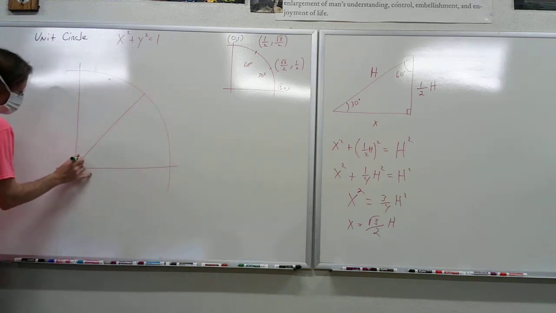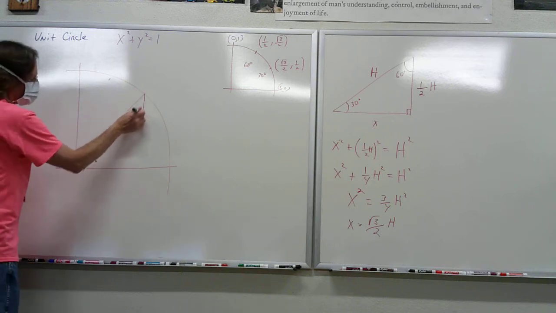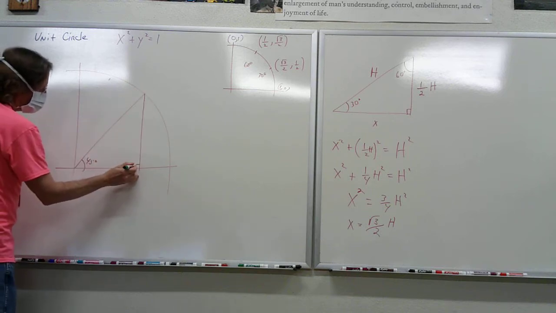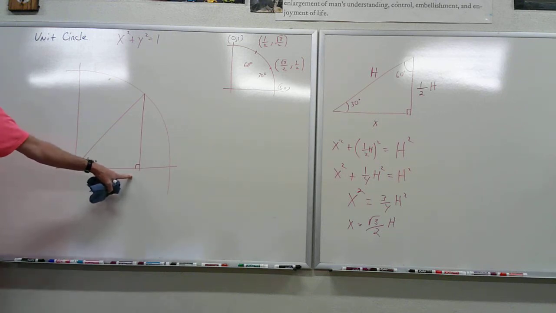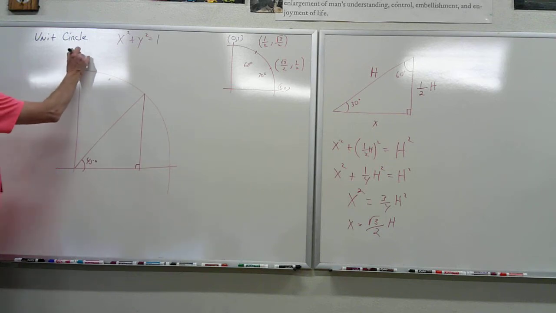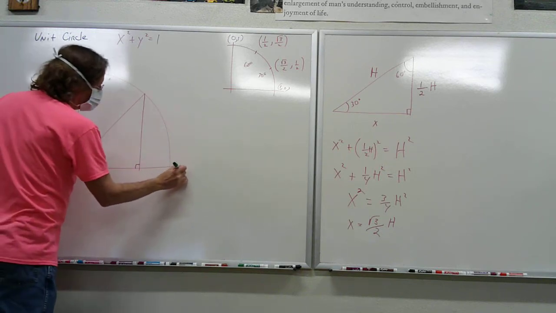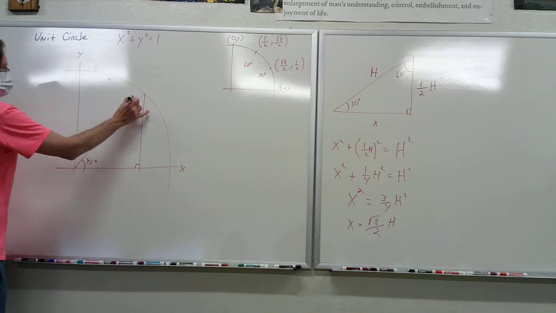If this angle's 45 degrees, and I'll come down and make me a right angle. Notice how your right angle is always on the x-axis? Later on, we'll talk about that in trig. In trig, you always put your right angle on the x-axis. You never put your right angle on the y-axis. The right angle that you're going to be using in trig all the time is going to be on the x-axis. All right? Now, if that's 45, how much is this one?